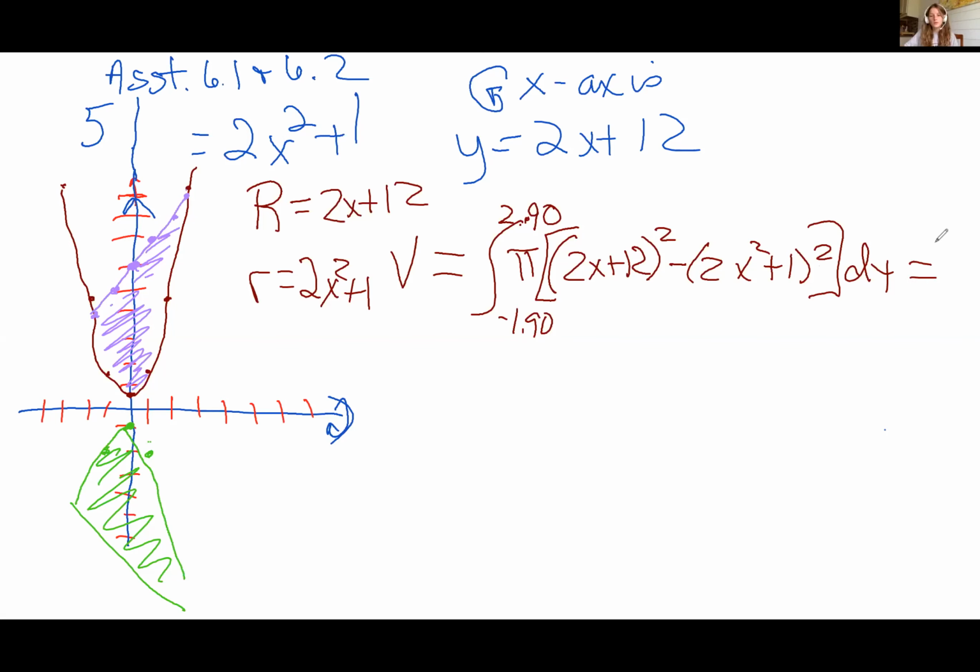Algebra. Square double square. Very good. If it's okay, I'm going to come up here and we'll kind of sidestep. When we square double square 2x plus 12, it turns into what? 4x squared plus 48x plus 144. Good. That's the first one.